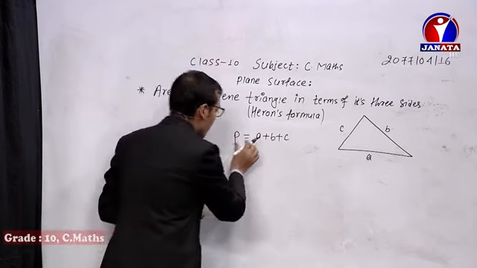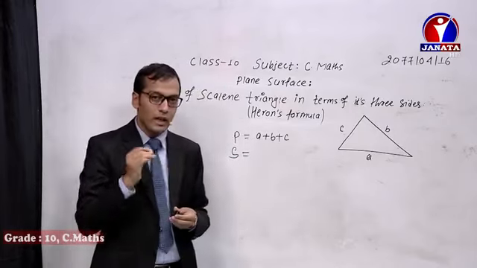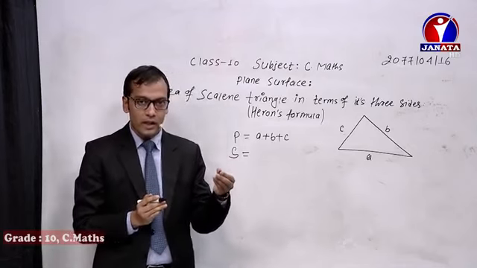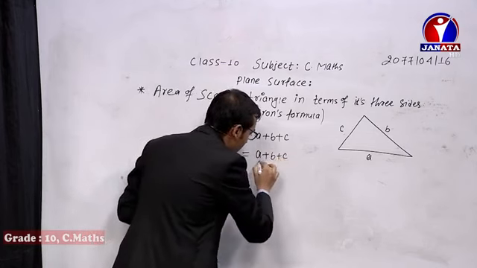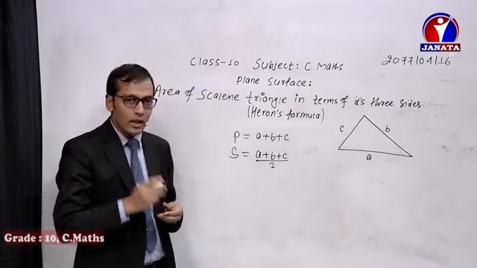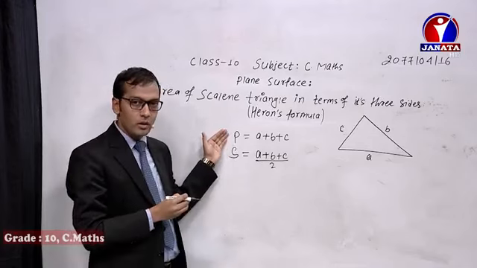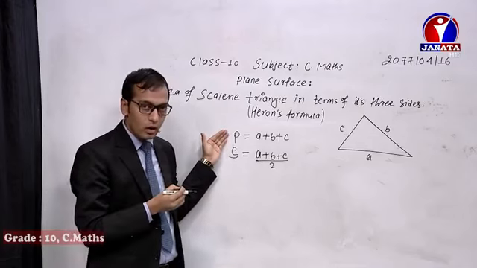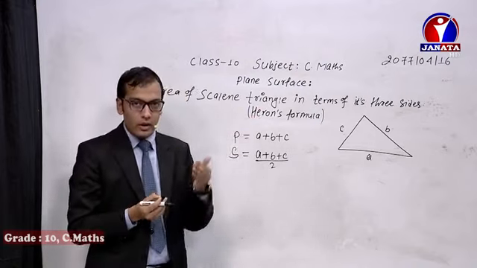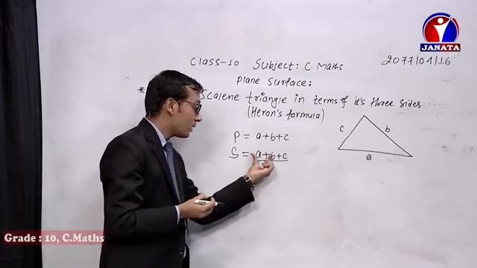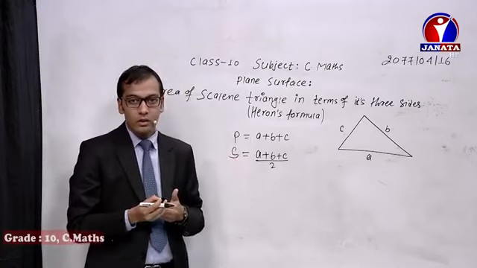Similarly, what is the semi-perimeter? We denote the semi-perimeter by s. The semi-perimeter of a triangle is the perimeter divided by 2. The meaning of semi is half. So (a plus b plus c) over 2. What are P and S? P is the perimeter, the sum of the sides of a triangle. I am talking about a scalene triangle. S is the semi-perimeter. This is half of the perimeter. So its formula is (a plus b plus c) divided by 2, or simply P by 2 is the semi-perimeter.